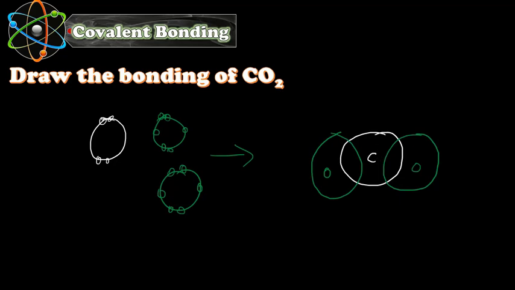Now the carbon has 4 electrons, right? But it's going to share 2 electrons with this atom and 2 electrons with this atom. Now this atom of oxygen is going to share also 2 electrons in the middle. 1, 2, 1, 2, 1, 2. This atom also, oxygen, will share 2 electrons with this carbon. 1, 2, 1, 2. Now, why does the carbon share 2 electrons? Because in this way it can have full valence electrons.